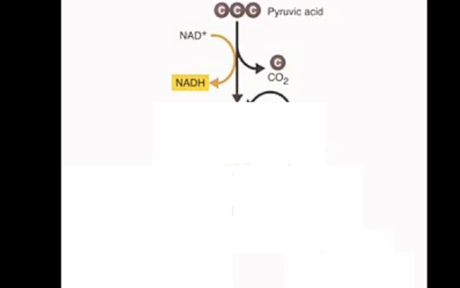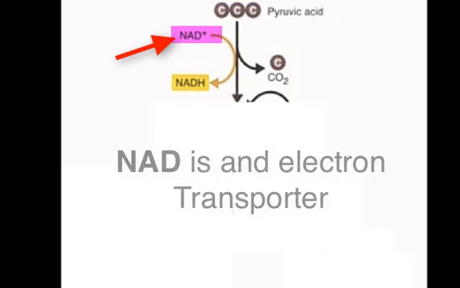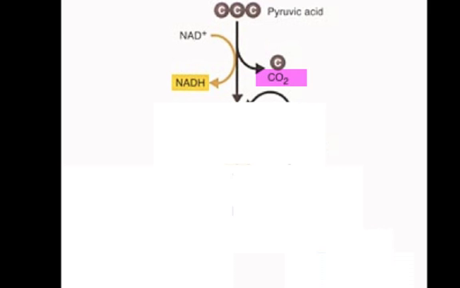Here you see 1 pyruvic acid molecule, a 3-carbon compound. First, an enzyme facilitates the oxidation of pyruvic acid. NAD is an electron transport molecule. It strips off electrons and a hydrogen atom. A carbon and 2 oxygens are released to form carbon dioxide. Carbon dioxide is a waste product that the cell gets rid of. You breathe it out.